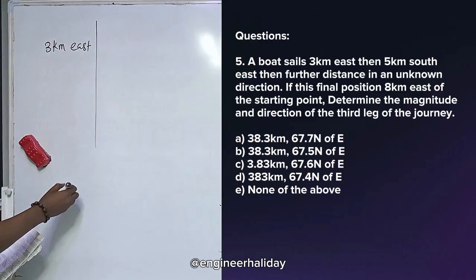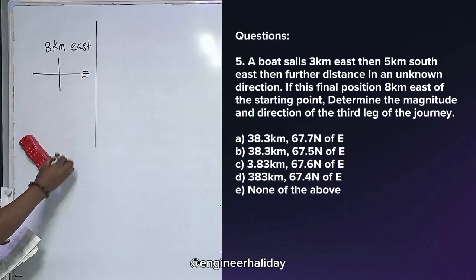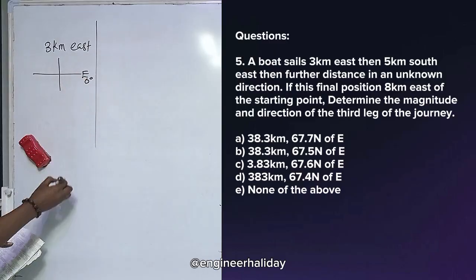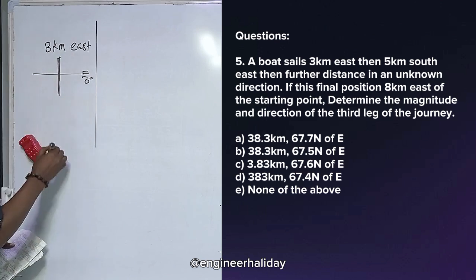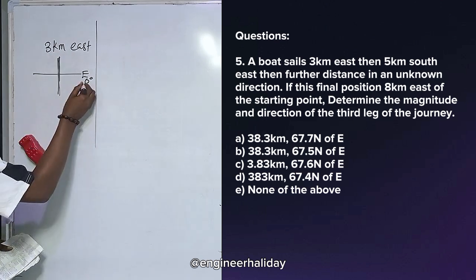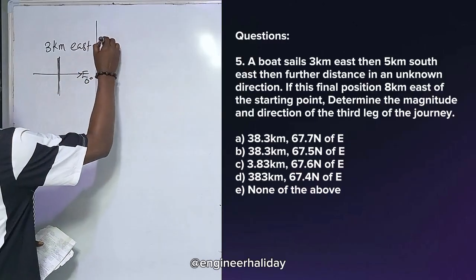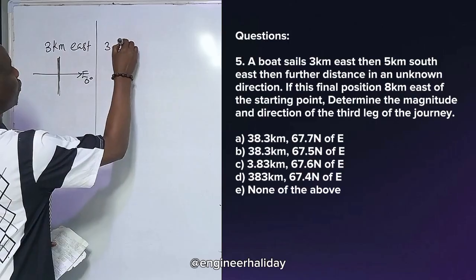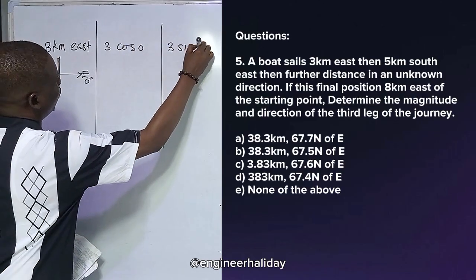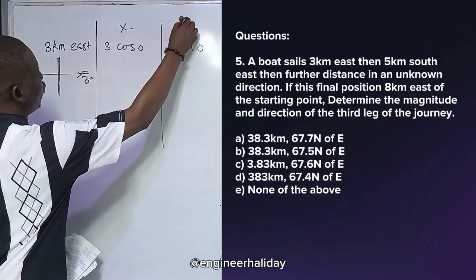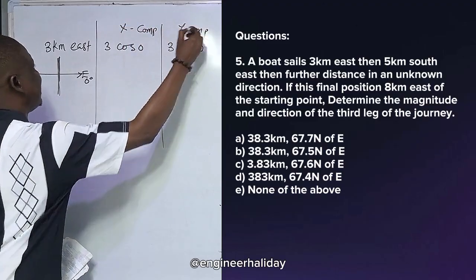Now, if you want to look at the direction, normally if I draw, this is east. East is 0 degree according to vector. Go and watch my video on how to convert a bearing question to a vector angle. So directly east is actually 0. So the x component will be 3 cos 0, and the y component will be 3 sin 0. Now what is the next one?